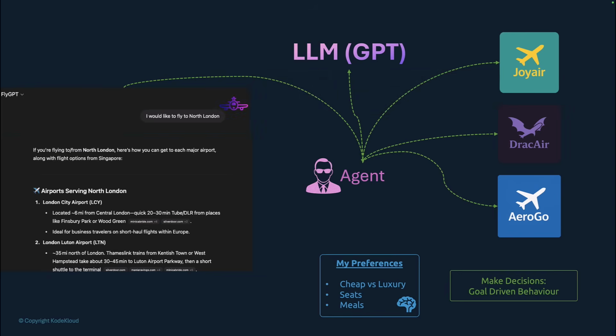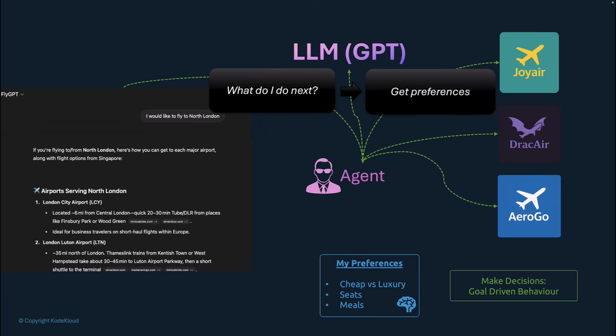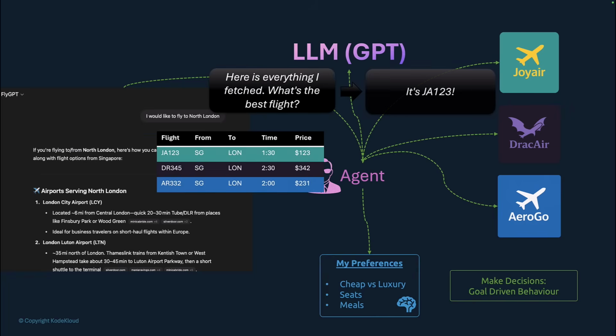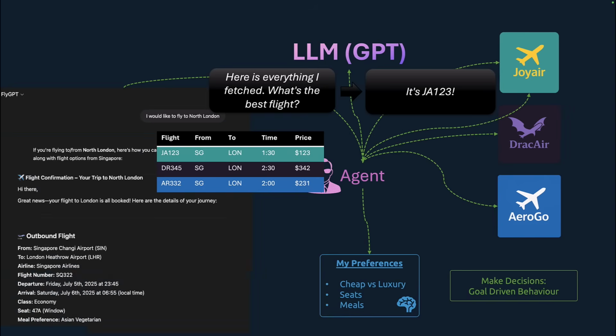The AI agent then asks the LLM what to do next, and the LLM says fetch the preferences from the database. So the AI agent fetches the preferences from the database. These details are then sent to the LLM, requesting it to make a decision. The LLM identifies the right flight to book and sends back the information to the AI agent. The AI agent then books the flight and sends the flight details to the user.